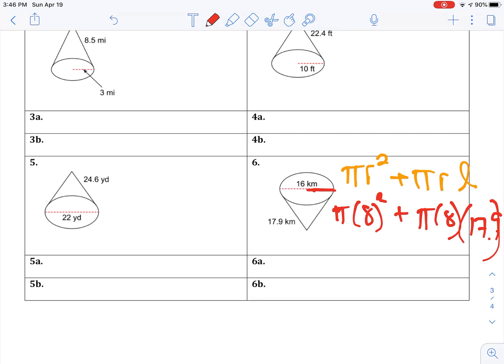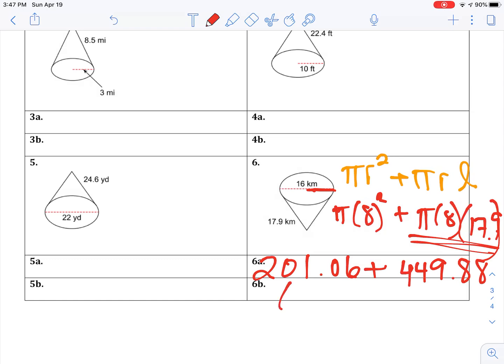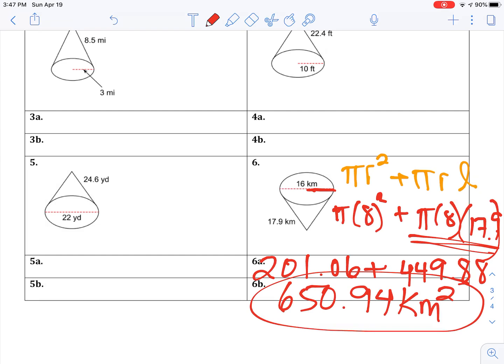So 64 times pi is 201.06. I always like to do 2 decimals. Plus, we're going to do this part, 17.9 times 8 times pi, 449.88. So if we add those together, 449.88 plus 201.06, we get 650.94, and in this case they gave you a label, a unit, kilometers squared.